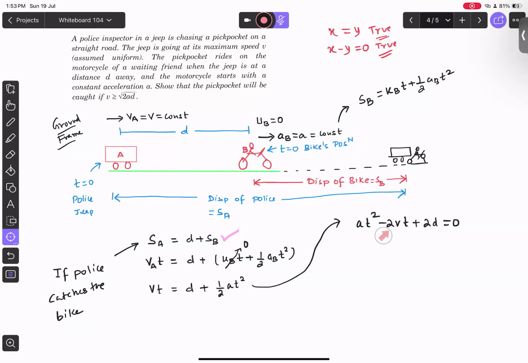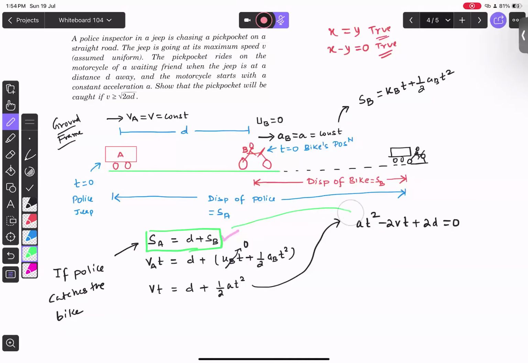So if this is true, then this statement is also true, and this also true. This being true means at square minus 2vt plus 2d must be equal to 0. If it cannot be equal to 0, then the starting statement is not true, which means the police will not catch the bike. So for the police to catch the bike, this box 1 must be true. So for this quadratic to become 0, it must have some roots, which is possible. Correct? And what is the condition for a quadratic to have real roots?